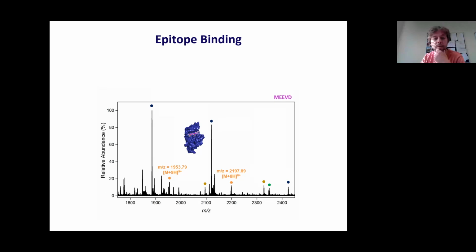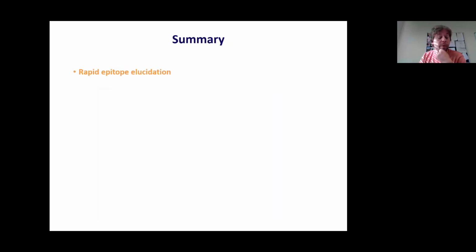Importantly, we didn't see binding from any peptides which didn't contain MEVed. So whilst we already knew MEVed was the binding epitope, we were only able to select for peptides which contain MEVed. If we didn't have this information prior, we'd quite quickly be able to determine that it's a very likely hotspot region. So in summary, we were able to rapidly elucidate that epitope, with an hour digestion and a native mass spectrum.